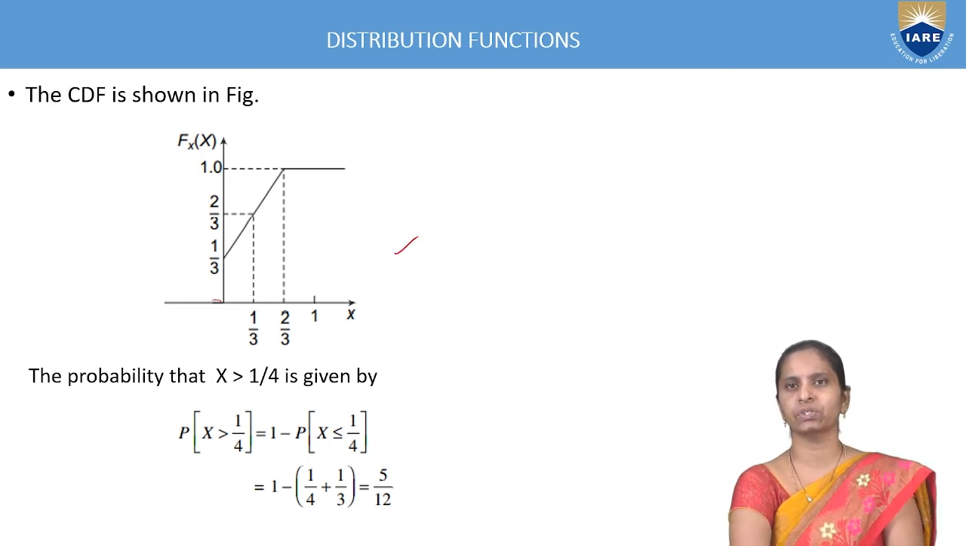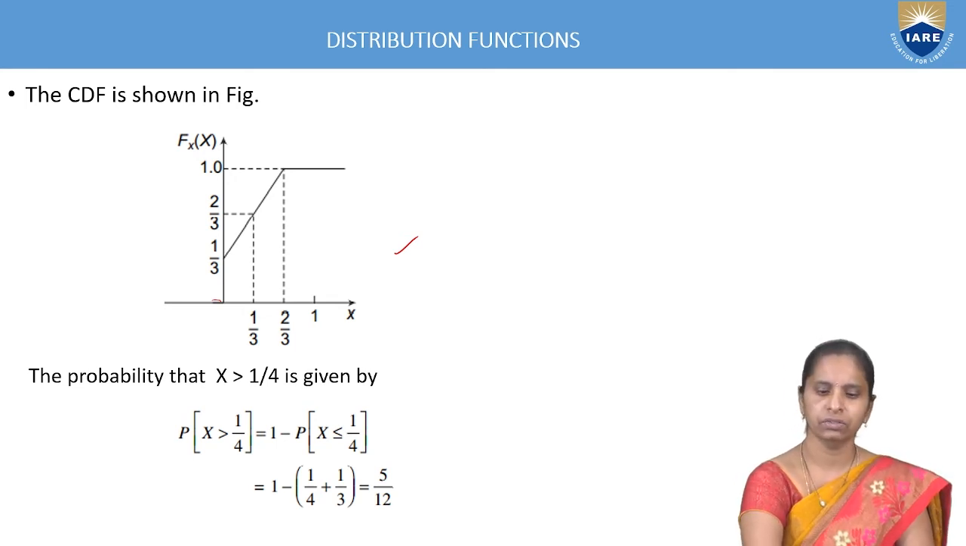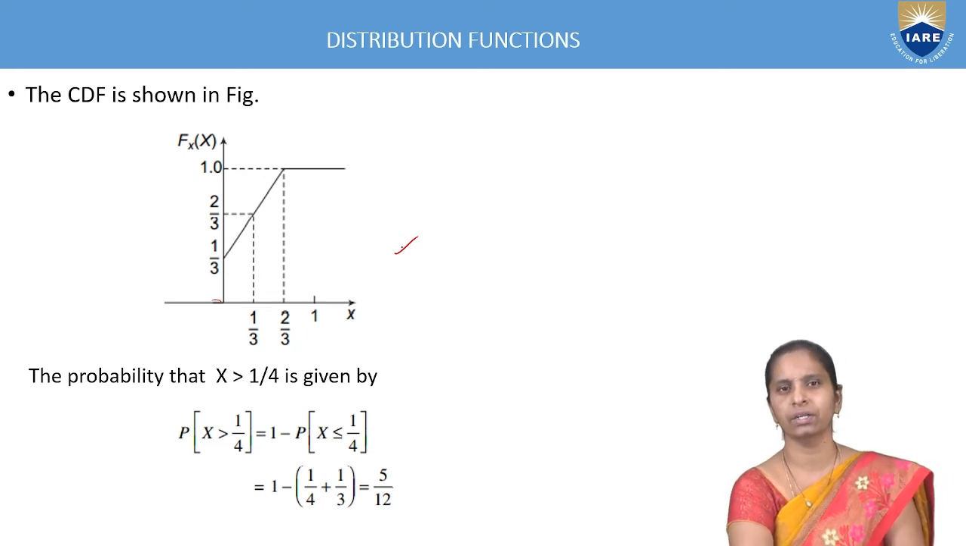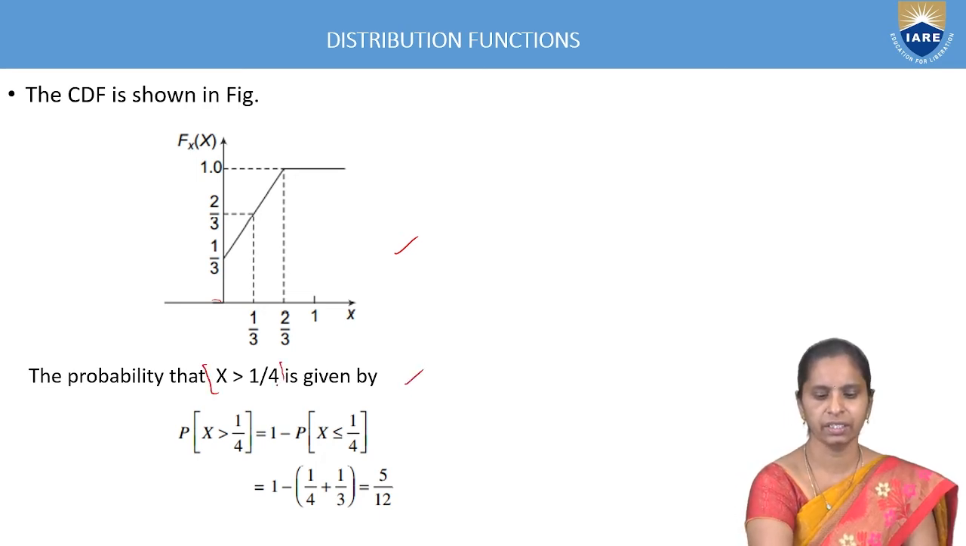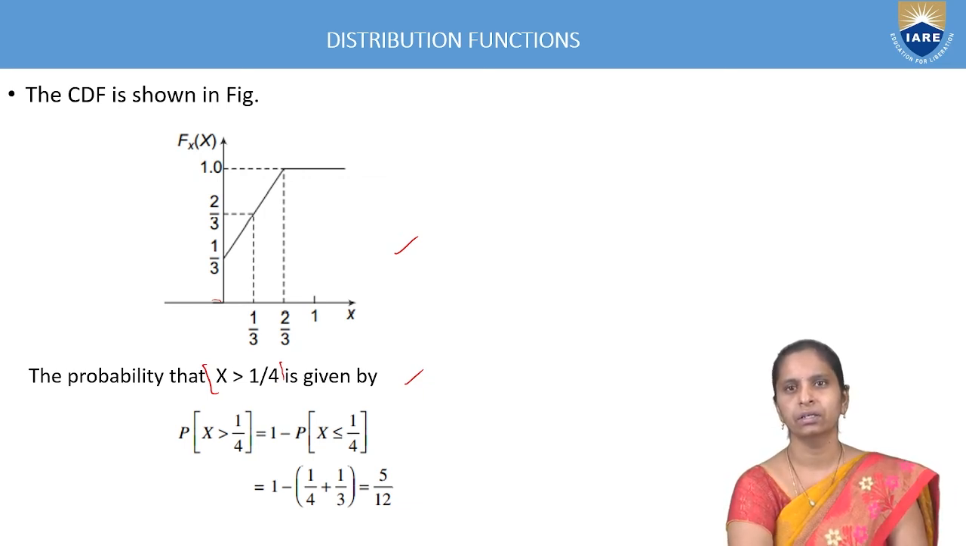If you observe the distribution function of this random variable X, what type of random variable is it? Continuous random variable. Therefore, for a continuous random variable, the distribution function is also continuous. And the second thing you have to calculate is the probability that X is greater than or equal to 1/4. P of X greater than or equal to 1/4 is nothing but 1 minus F_X(x). All this we have seen from the properties of the distribution function.